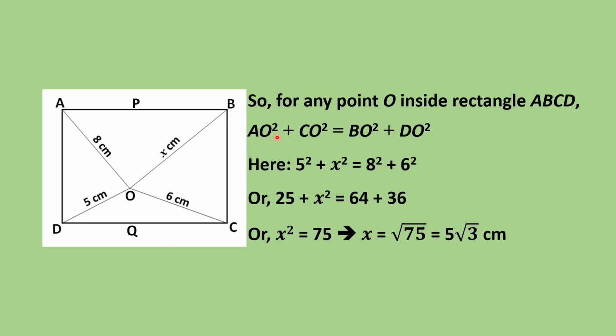We have AO square plus CO square equal to BO square plus DO square. Now put the values. 5 square plus x square is equal to 8 square plus 6 square, that is 25 plus x square is equal to 100. x square is equal to 75, x is square root of 75, 5 root 3 centimeters. So the value of BO, that is x, is 5 root 3.